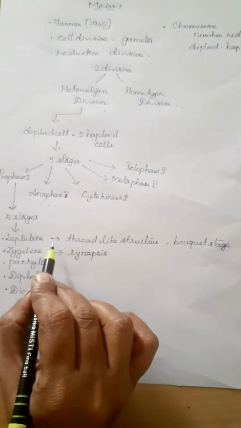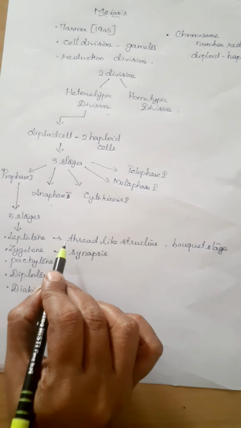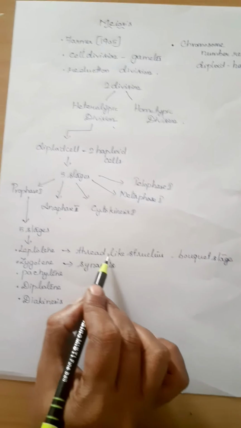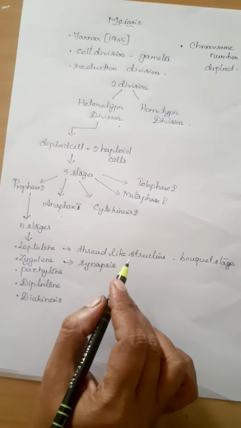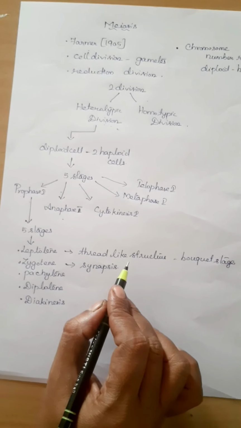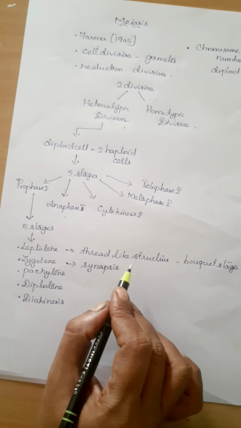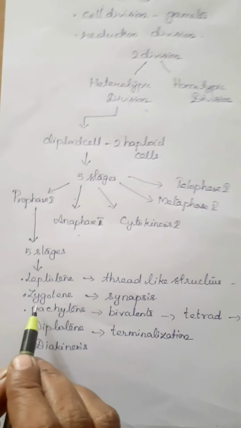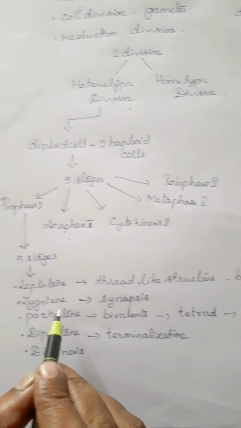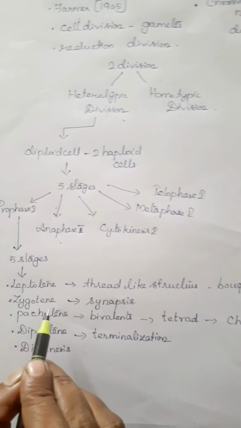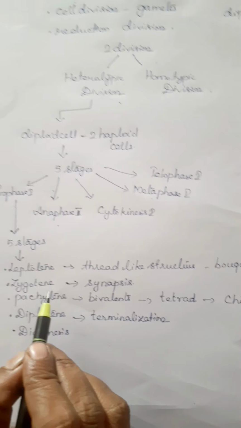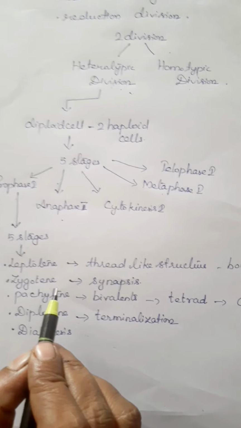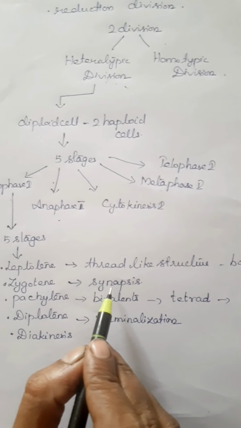Here the chromosomes appear very thin and long. They are long thread-like structures and take a specific orientation inside the nucleus, so they form a bouquet stage. Second stage is zygotene. Two homologous chromosomes approach each other and begin to pair. This pairing of homologous chromosomes is called synapsis.